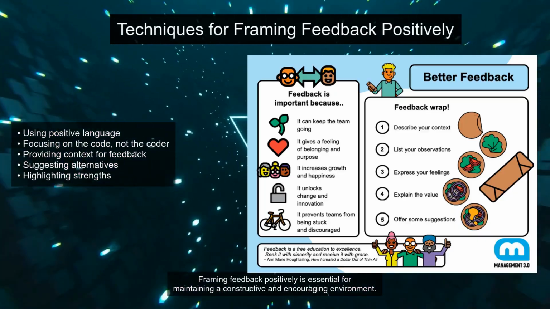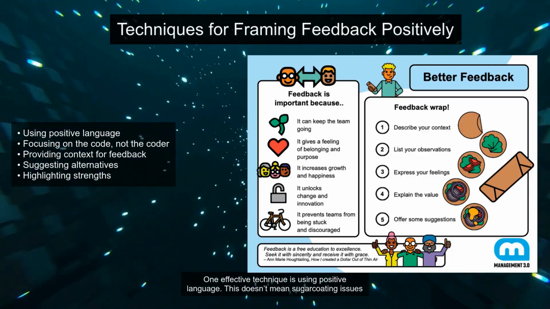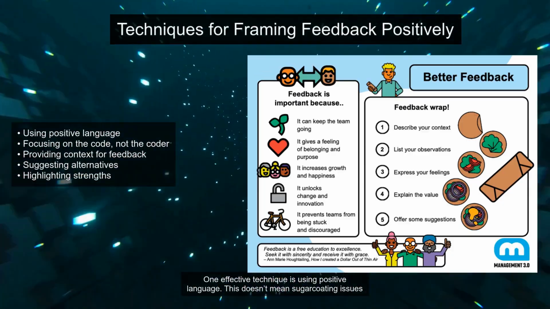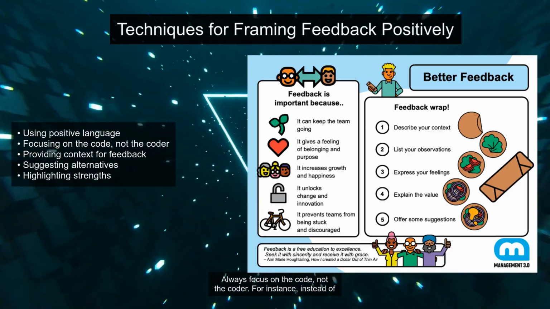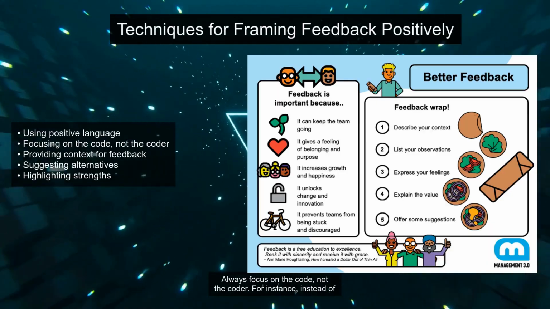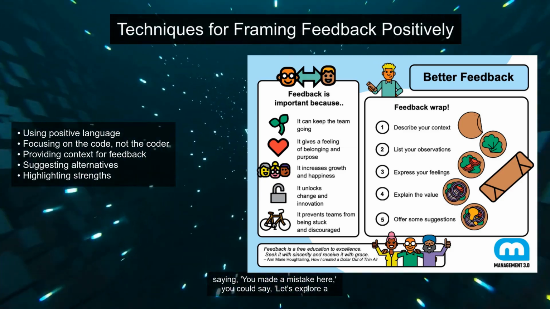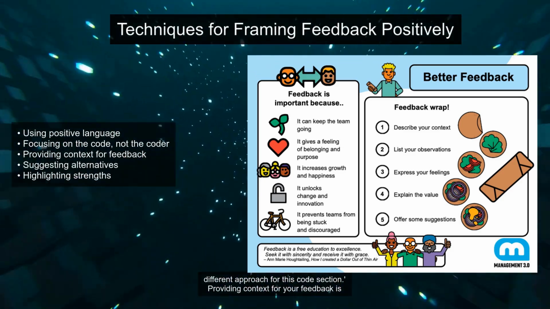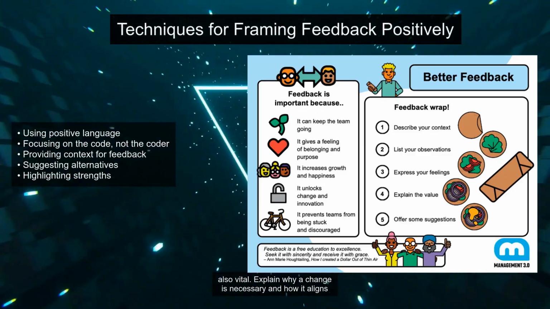Framing feedback positively is essential for maintaining a constructive and encouraging environment. One effective technique is using positive language. This doesn't mean sugarcoating issues but rather framing comments in a way that is supportive and constructive. Always focus on the code, not the coder. For instance, instead of saying, "You made a mistake here," you could say, "Let's explore a different approach for this code section." Providing context for your feedback is also vital.